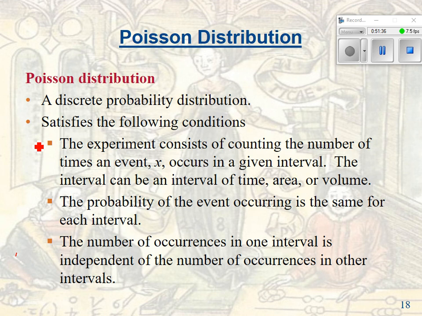The experiment consists of counting the number of times an event occurs. So how many times does this event occur in a given interval? We might say something like, in the next 20 free throws, how many will this person make? And that's our X. Our random variable is how many will be made. Or how many cows are there in each acre? That would be our X. The probability of an event occurring is the same each time, so that probability, again, just like on all the rest of them, doesn't change.